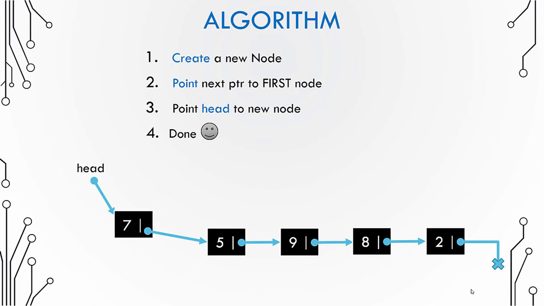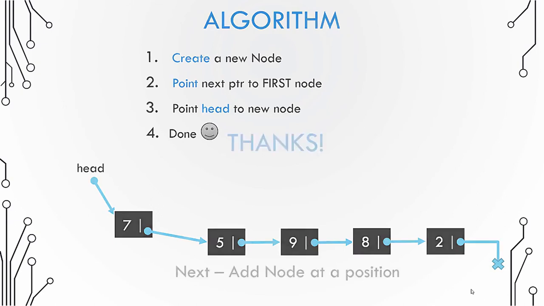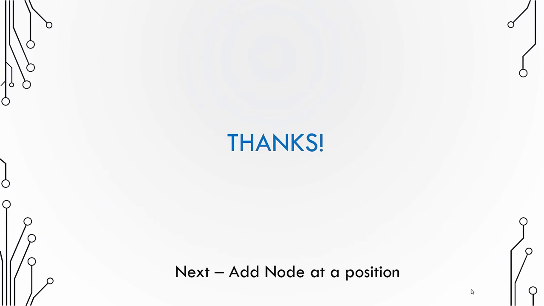A quick revision. The first step is to create a node. The second step is to point that node to the first node of the list so that you link your newly created node to the linked list. And then, since the newly created node is the first node now, you need to move the head pointer to point to it. And that is how you prepend a node to a linked list.